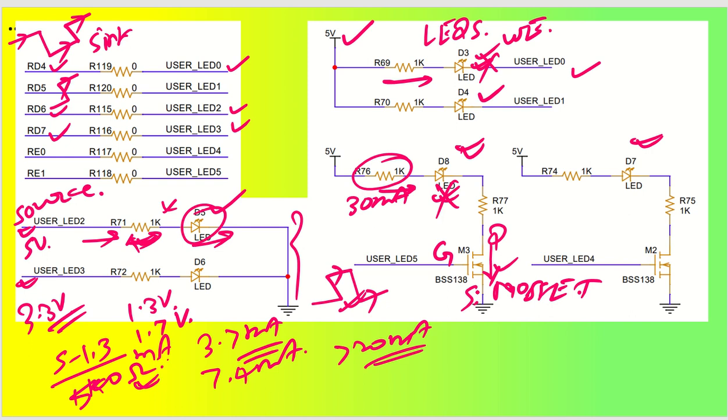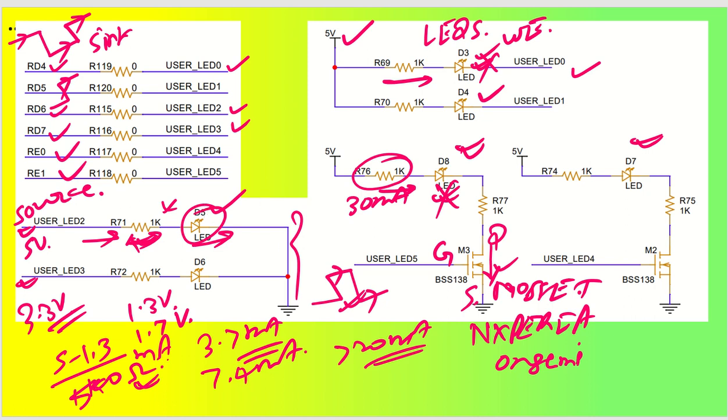Let's say NXP is there, or even onsemi is there. Other manufacturers are also there as well. Similar to that, user LED 5 and user LED 4 I have also connected, and they are going to RE0 and RE1. All right. Good. So we are clear with push buttons and LEDs.